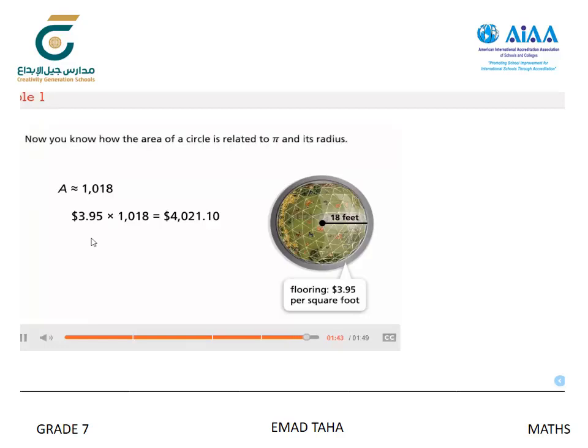Now you know how the area of a circle is related to pi and its radius. Okay, now we move to the practical part. See you.